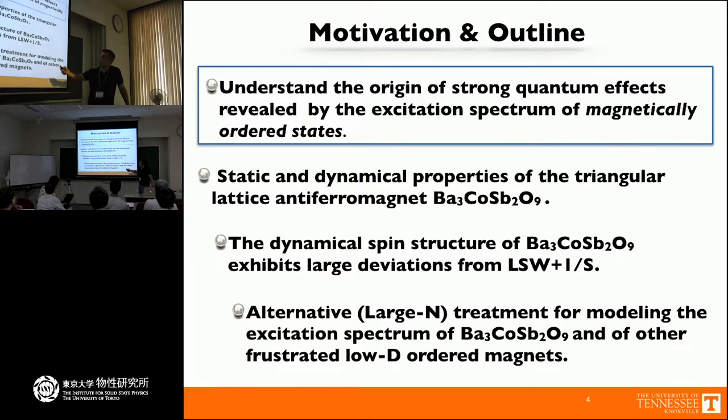And so basically, we will be analyzing the dynamical spin structure factor of this material. We will see essentially that, as Yoshi explained yesterday, a semi-classical approach fails completely in describing this S of Q and omega, the dynamical spin structure factor. And then what we will propose is an alternative approach. Instead of a large S treatment, I will show how to use a large N treatment. We'll explain what N means in a moment, to see if it is possible to capture at least the essential features of what is observed in this material.